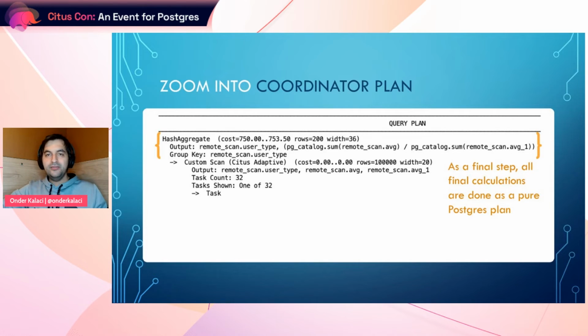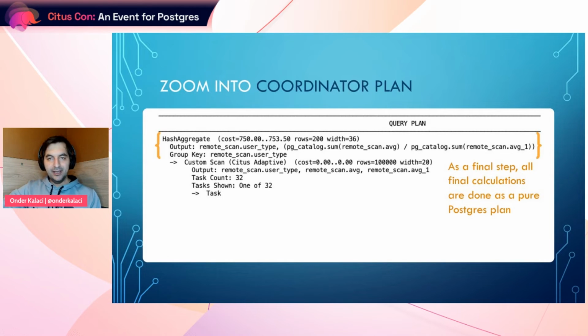And when we are calculating the average, we cannot just push down the average to the shards. What we need to do is get all the sums from the shards and also all the counts from the shards. And then we should calculate the average on the coordinator as a final step by summing the sums and summing the counts and then dividing these two. So these kinds of final aggregations and final operations are done on the coordinator.